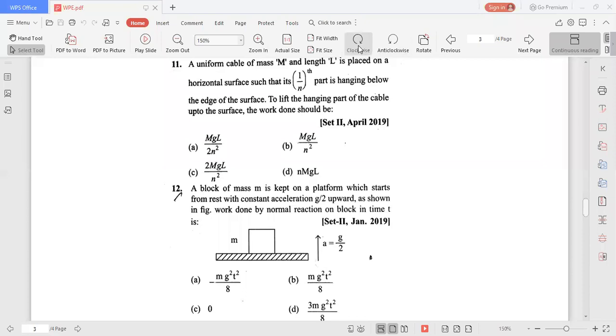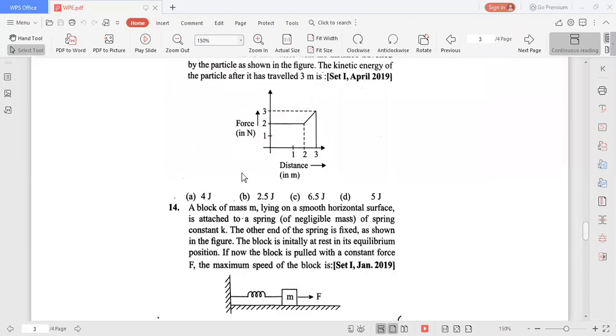Right. Next problem. You see the 13th problem.